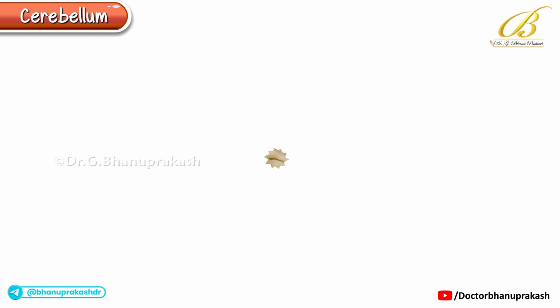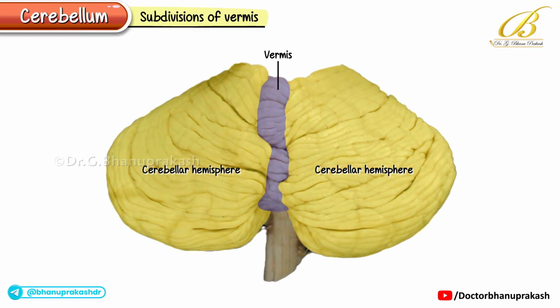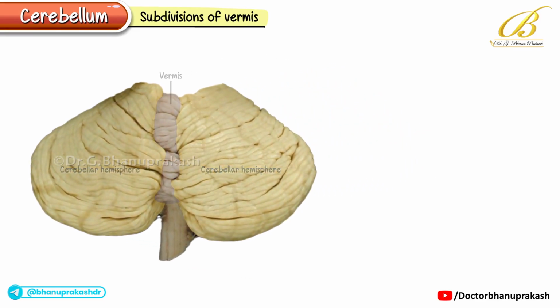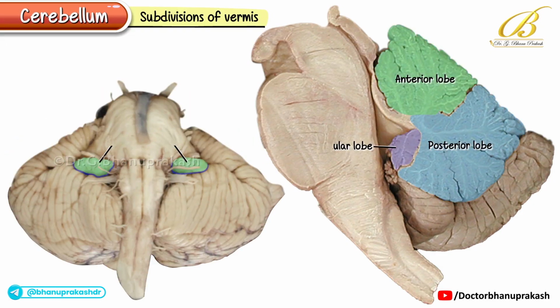Now, let us carefully look at the subdivisions of the vermis. As we already know, the vermis is the narrow central part of the cerebellum that connects the two hemispheres. Anatomically, it is divided into three major lobes: the anterior lobe, the posterior lobe, and the flocculonodular lobe. Each of these lobes contains smaller parts or subdivisions.